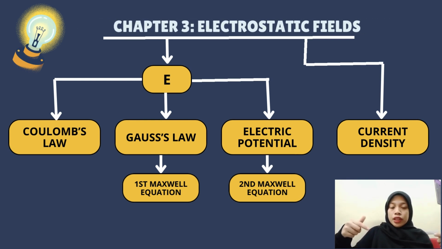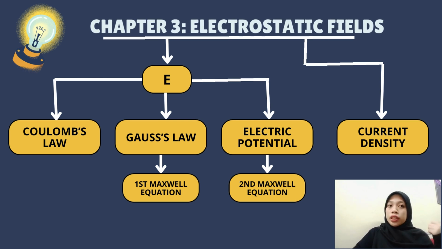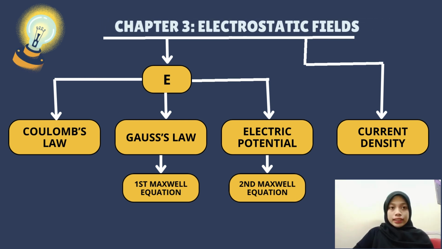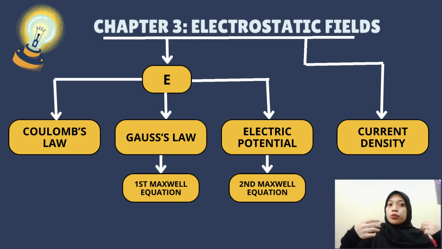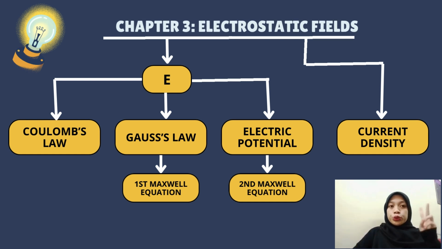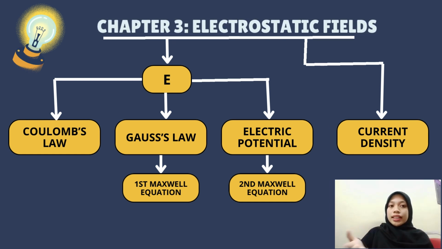In this topic, the aim is to find the electric field E by Coulomb's law, Gauss's law, and electric potential. From Gauss's law and electric potential, you will find 2 Maxwell equations. And lastly, we also learn about the current density.